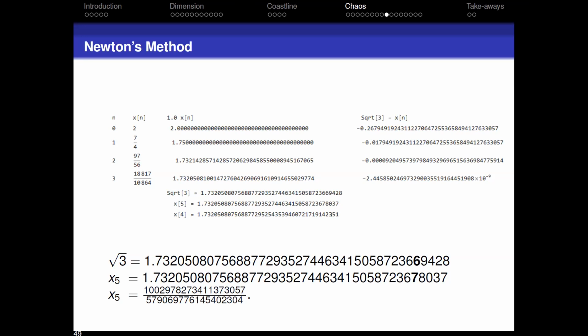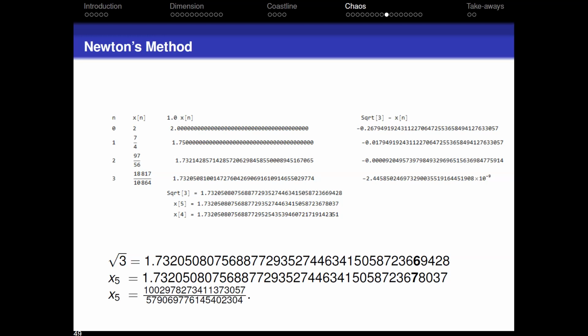The next is 18,817 over 10,864, 1.73205081000. The correct answer, 1.73205080075. We're off by 0.000000025 with just 3 iterations. With 5 iterations, I've listed it down below. You've got to go all the way down to here before you see a difference in our iteration. And we have it as a nice rational number, which computers can work with beautifully. It is incredible how powerful Newton's method is. With 5 iterations, we have more accuracy than we can actually use.